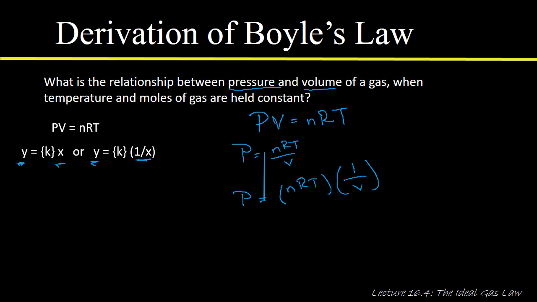And now, just as before, R is the ideal gas constant. That's obviously a constant. And if temperature and moles of gas are held constant, then our T and our n are also constants. So that means this collection nRT is equal to a new constant, right? And so now we can write P equals that new constant K times 1 over V. And if P is equal to K times 1 over V, that is an example of inverse proportionality.